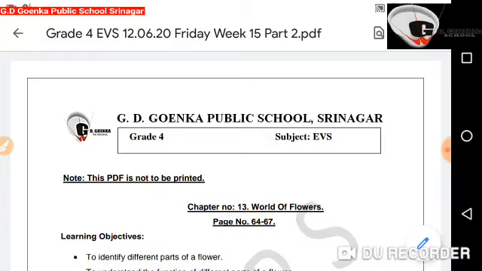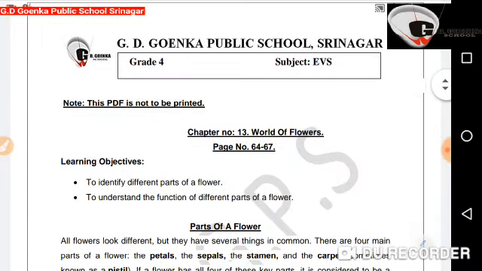As you know that we have started revision, so this audio lesson is in context with the revision of topic World of Flowers. So take out your textbook and open page 65 of your textbook. So we'll be revising today parts of a flower.